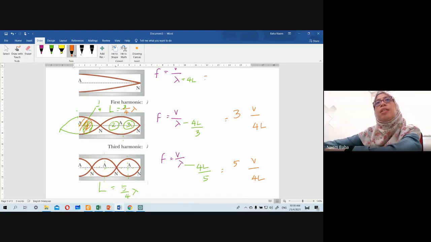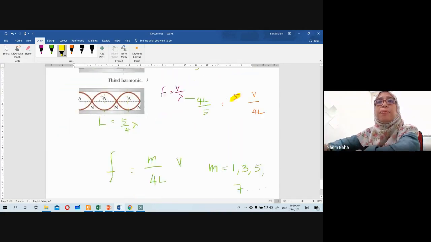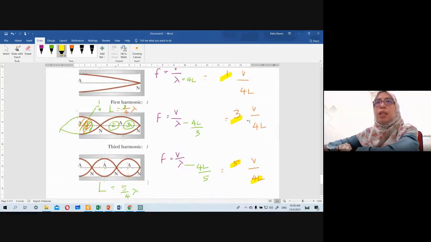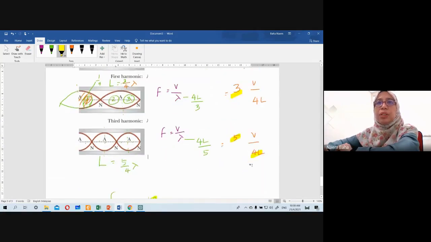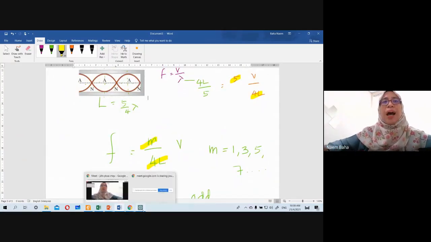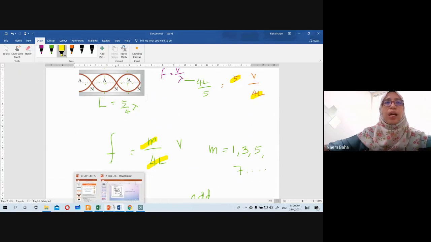While this one is just 1V over 4L. So 1, 3, 5 is the M. Divide by 4L, every one of them is divided with 4L times the V. Okay, times the V. So that's kind of how it works for a closed column.